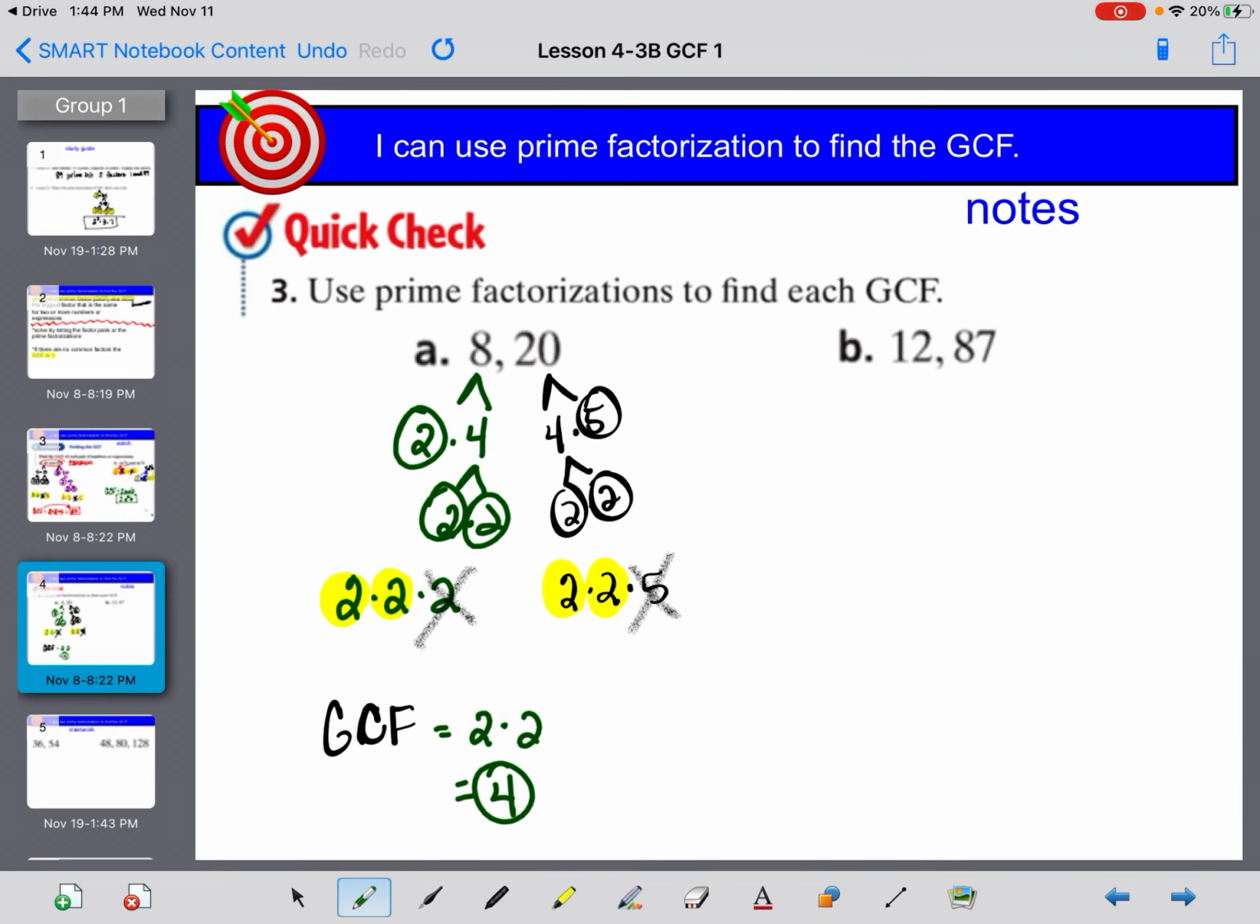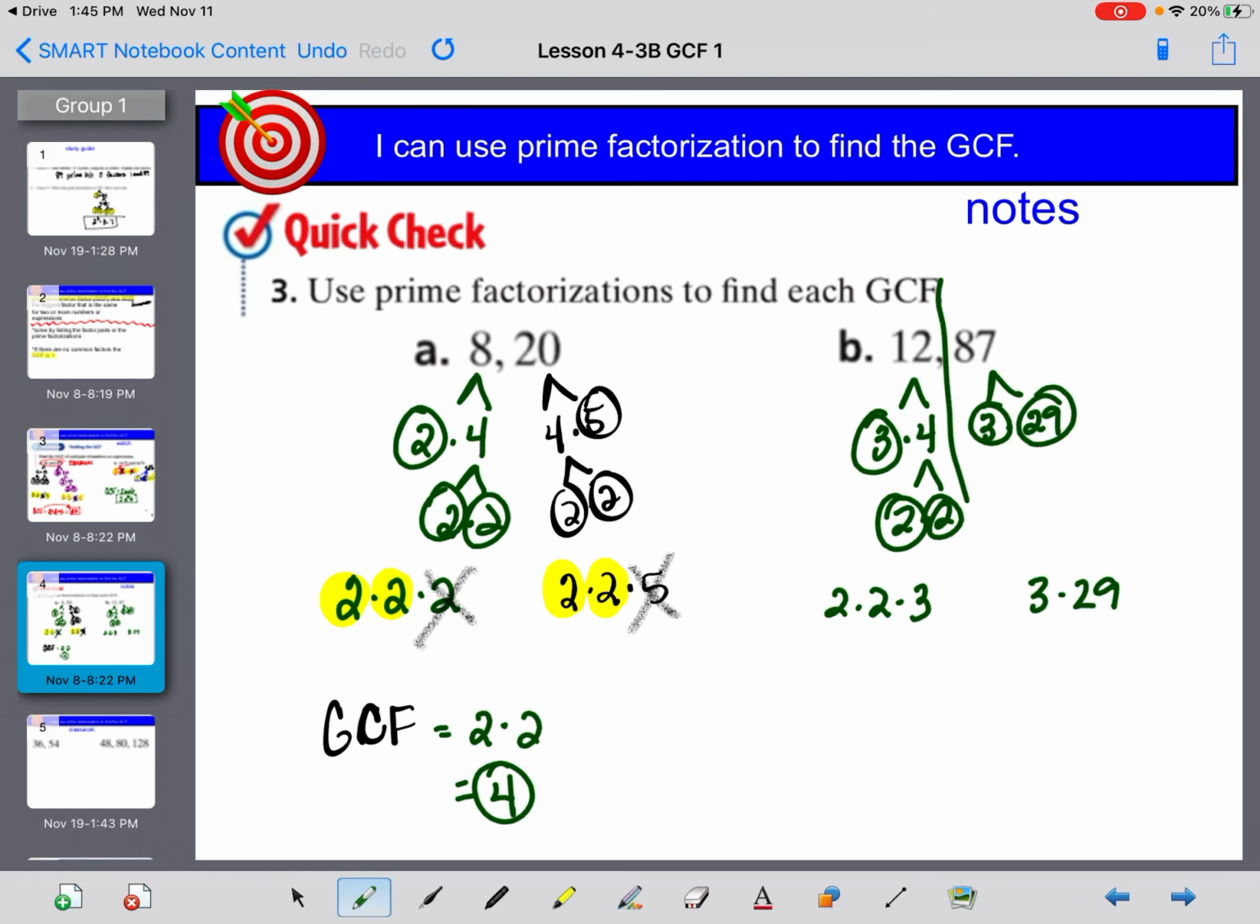Okay, the last one. We have 87 and 12. 12 can be broken down into 3 times 4 and 2 times 2. So I have 2 times 2 times 3. 87 is a little trickier, but 8 plus 7 is 15, so I know that it's divisible by 3, and I get 3 times 29. And then 29 is prime, so 3 times 29.